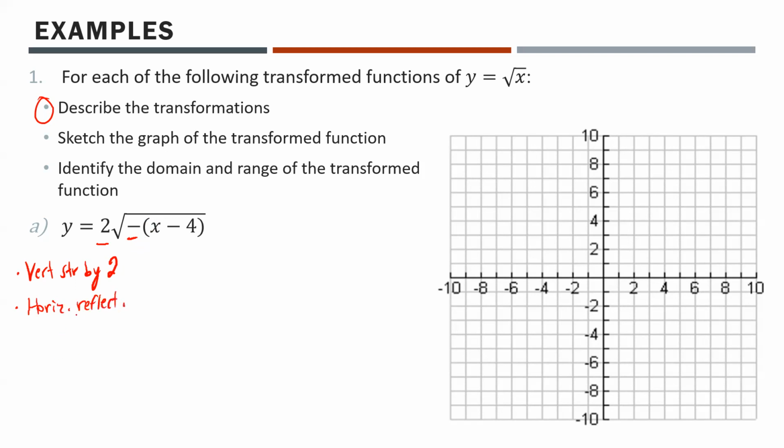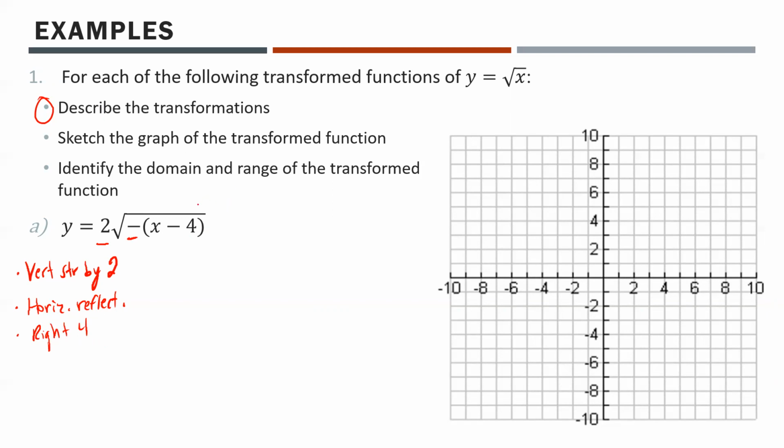There we go. Now there's only one other thing that's happening to this other than the square root of x, which is what we were basing this off of, and that's this -4. Just remember, because that's inside the function, that's going to be a horizontal shift, so a left or a right. Well, because it's x minus 4, it's going right 4. Now, here comes the second point. Sketch the graph of the transformed function.